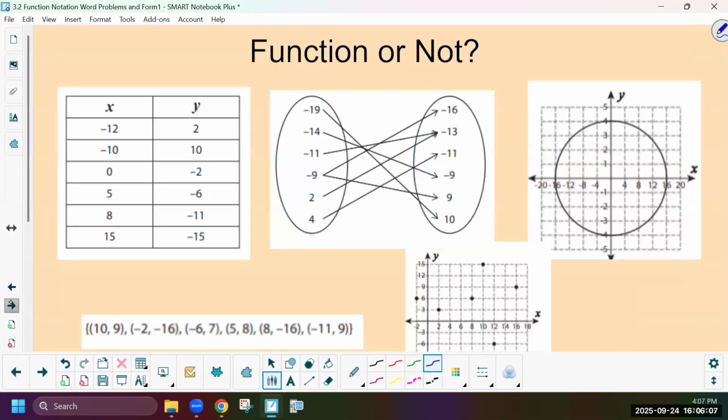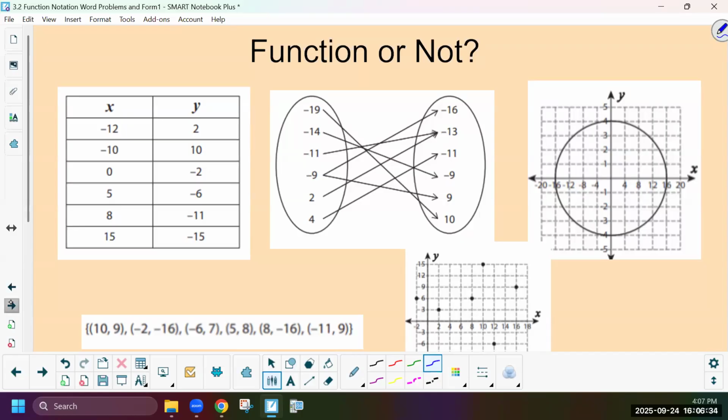For these ones, we're going to determine whether each one of these, in the different representations, is a function or is not a function. So remember, the rule for a function is it has to have no repeating x's. So we're going to look at our x values and determine if there are repeats. Go ahead and pause the video and see if you can figure out if these ones are functions or not.